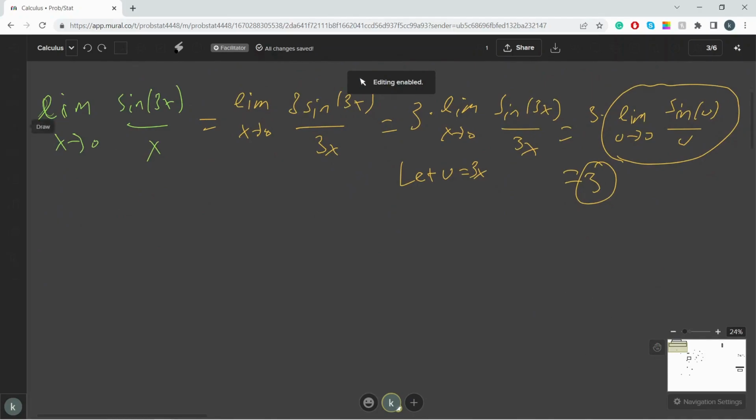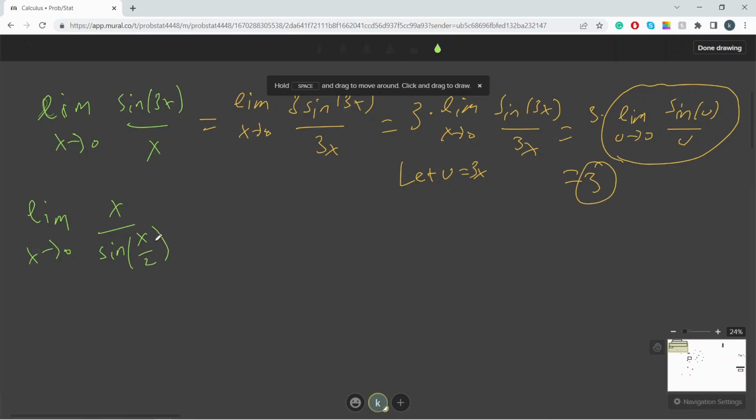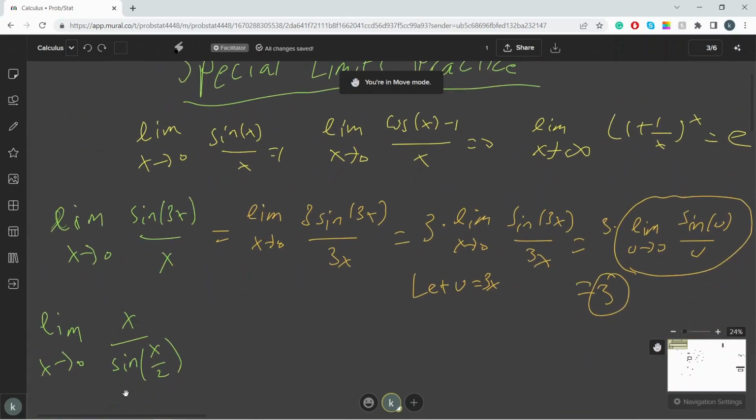So we want to solve this problem right here. The limit as x approaches 0 of x over sine of x over 2. All right, so we want to solve this. And now we want to see which special limit matches up with that form. So if we move up to our special limit definitions, we see that we have an x here and then a sine in the denominator, right? This form here clearly is the closest, right? Because we have a sine and an x, a numerator and a denominator. So we're going to have to use this special limit.